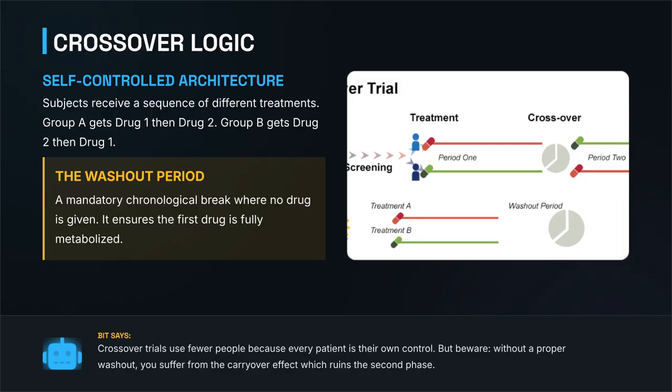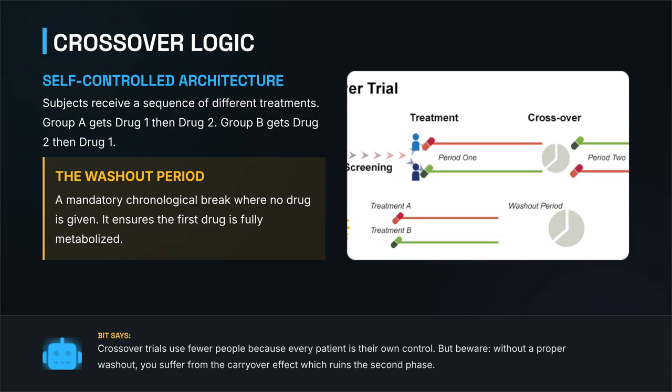If a board question describes patients switching their active therapies halfway through a formal clinical study, you must immediately search the text for the washout period. This ensures the final data is completely valid and untainted by residual pharmacology. The washout period must be mathematically calculated based on the specific half-life of the drug being studied.